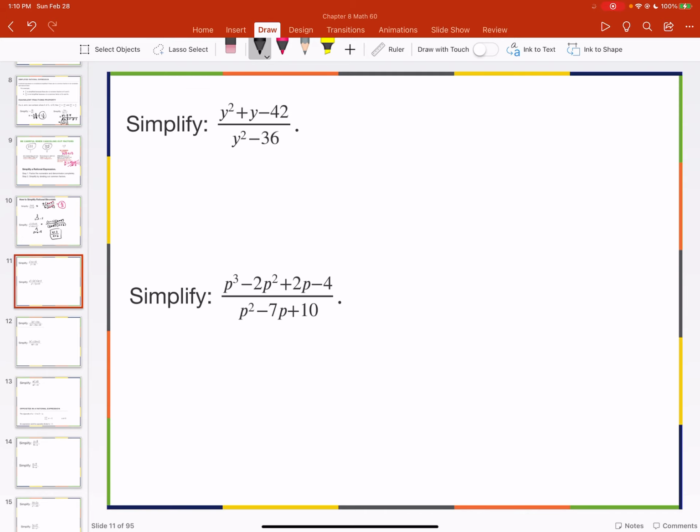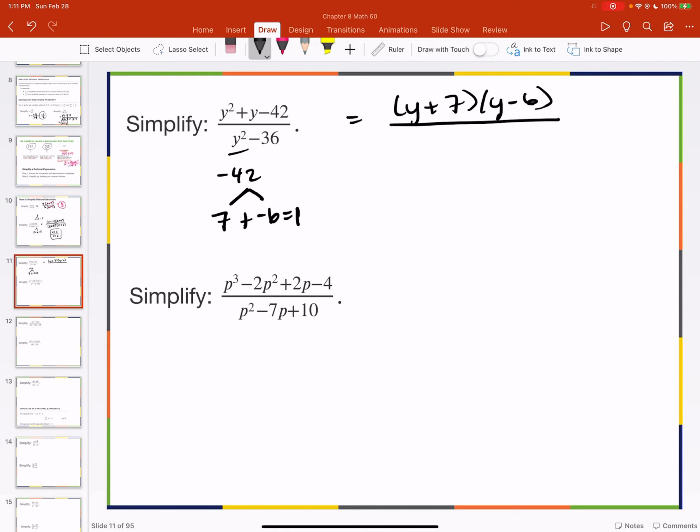Okay, let's do the next one. What if you have difference of squares? Here, negative 42. What are the factors of negative 42 that equal 1? If you say 7 times negative 6, that's fine. And then that becomes y plus 7, y minus 6 on the top, and then the bottom is a difference of 2 squares, so you have y plus 6, y minus 6, and then the y minus 6 cancels out, and you get y plus 7 over y plus 6.